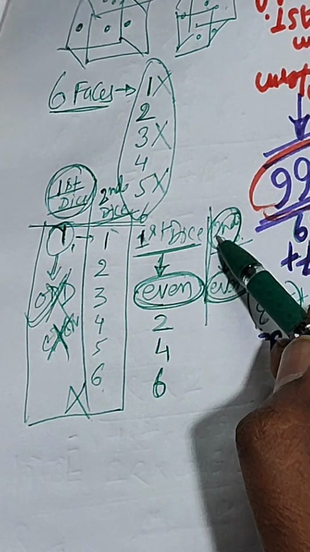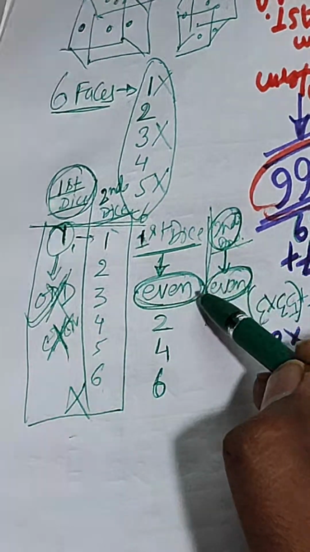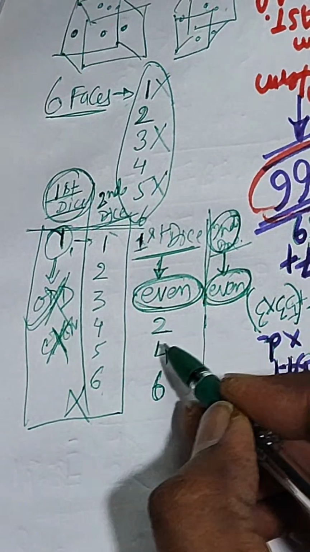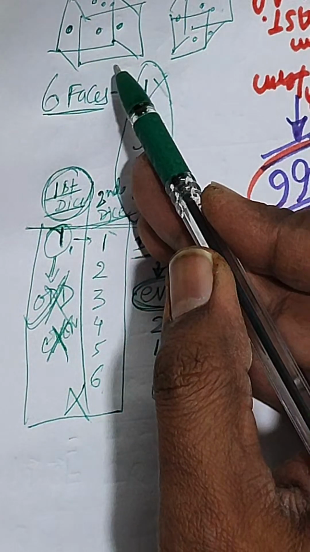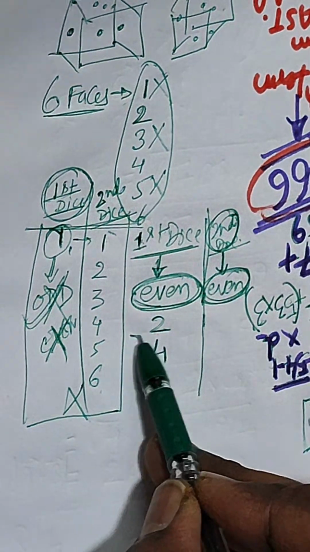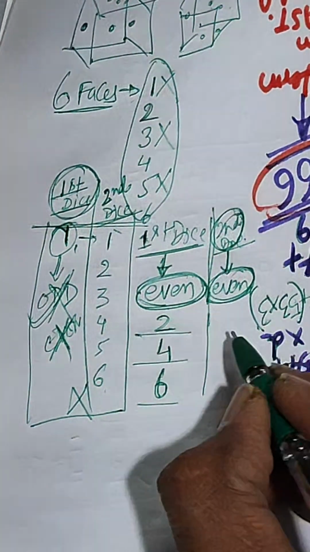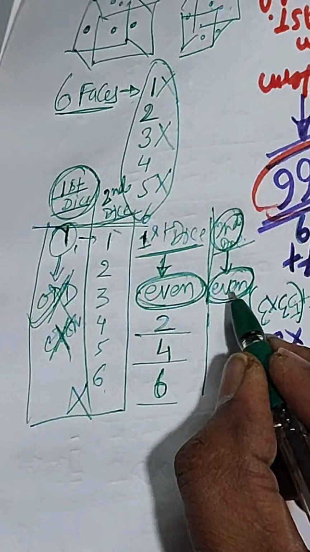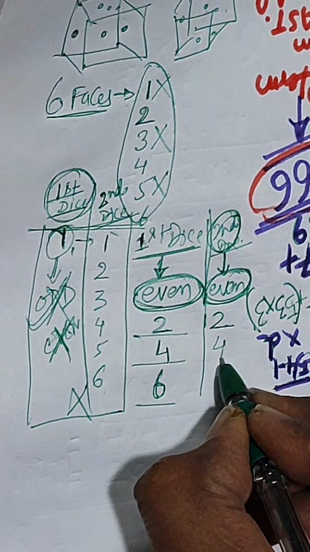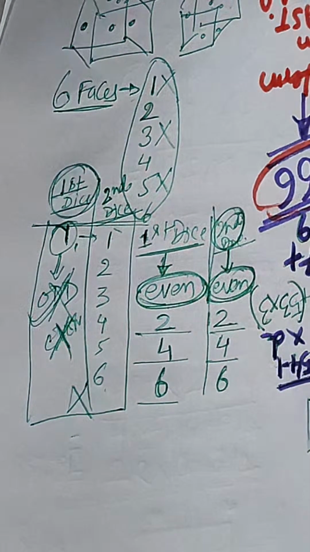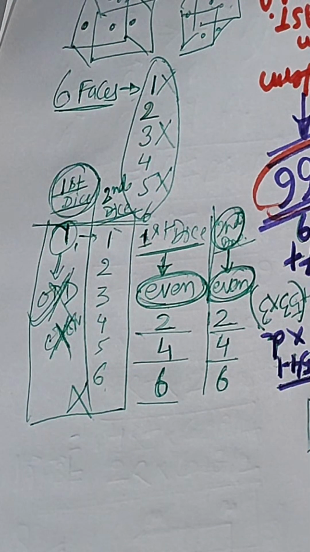So for both the dices, the combination should be even. This will happen only when the even numbers will reflect into the dice. So maybe on the first dice, it will be 2, 4, 6, isn't it? Similarly, the even 2, 4, 6 should be there into the second dice also, right?